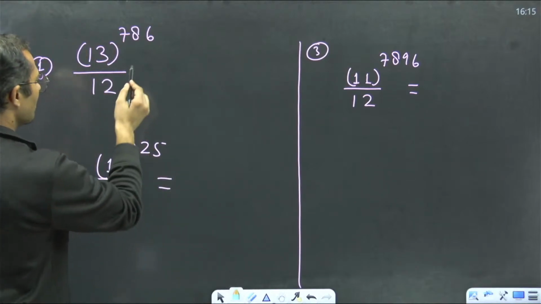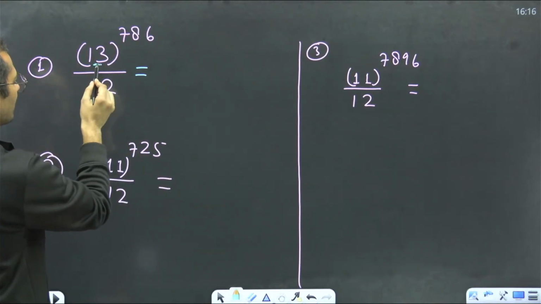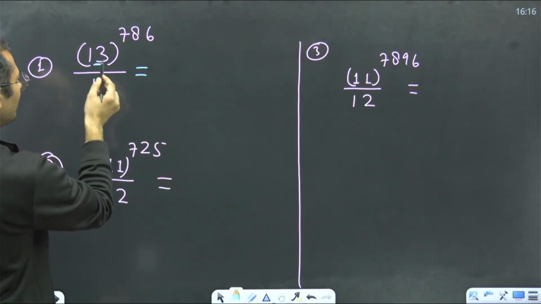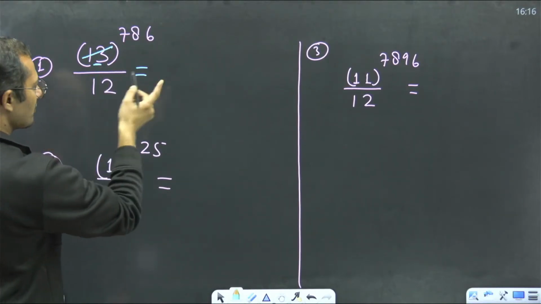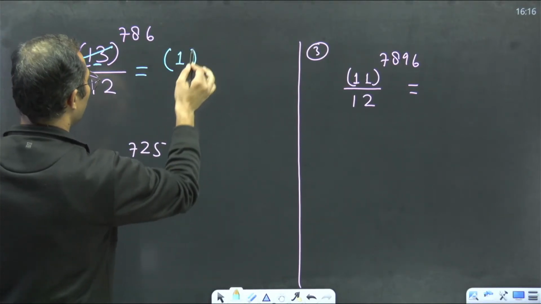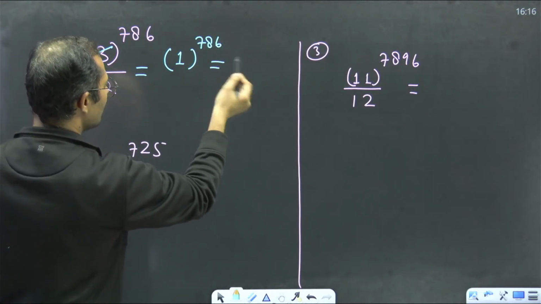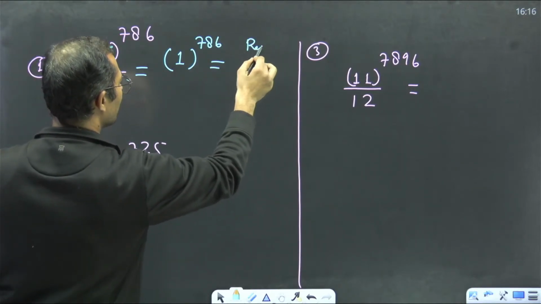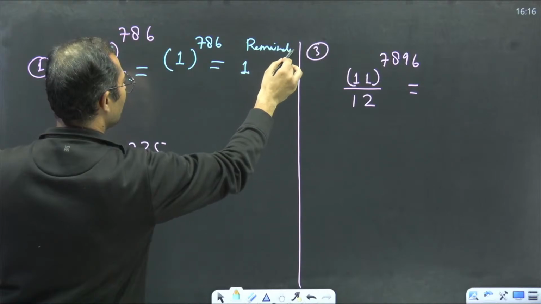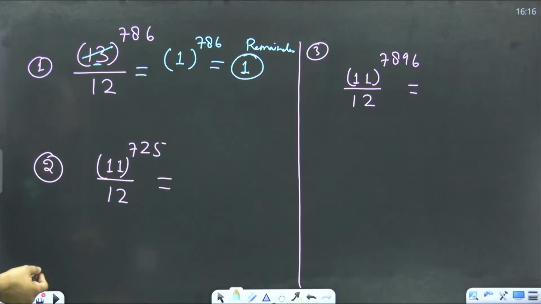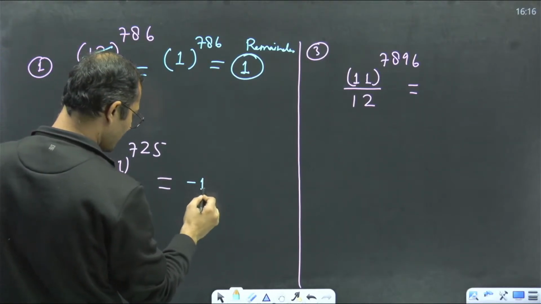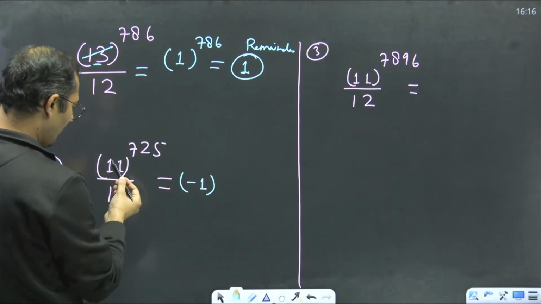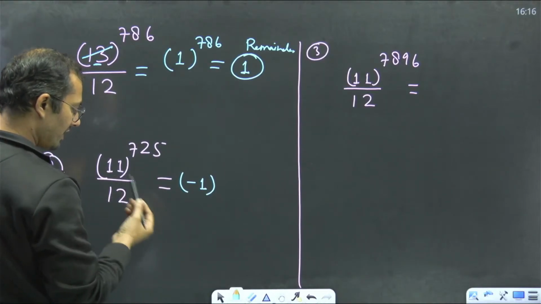Here the base number is 1 more, it is in the form of 12 plus 1. So after dividing 13 by 12, 1 is the remainder. So 1 to the power 796, 1 to the power anything, the remainder is 1. Here the base is 1 less, so the remainder is minus 1. When I divide 11 by 12, I get minus 1 as the remainder.